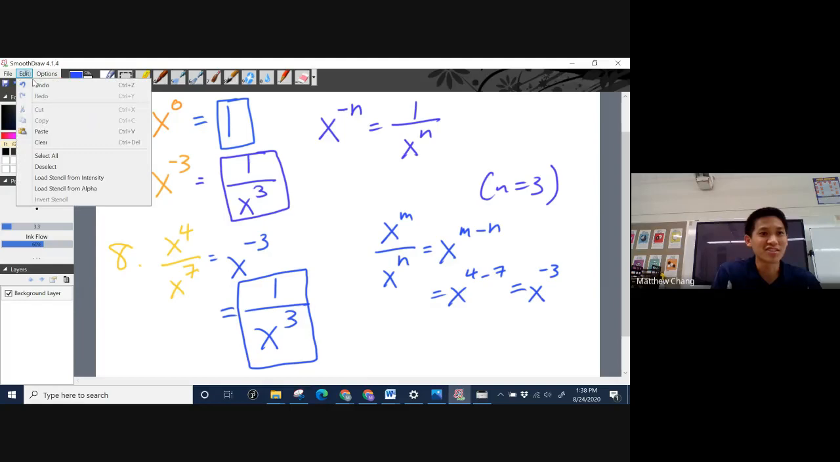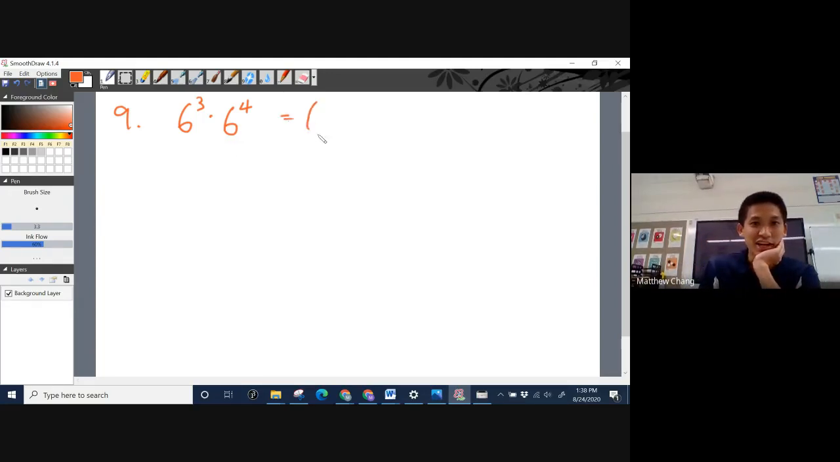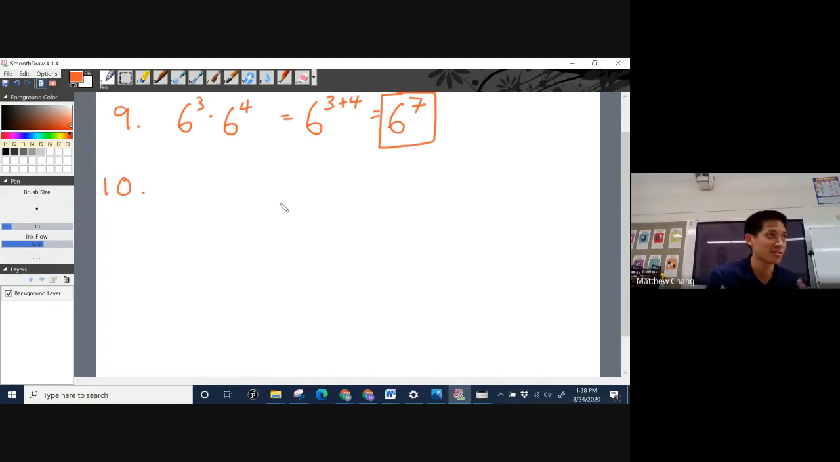Oh my goodness. All right, so let's see. Number 9. Okay, so here we go. 6 cubed times 6 to the 4th power. As you see here, the bases are the same. Since the bases are the same, you just add the exponents. So 6 raised to the 3 plus 4. That would be 6 raised to the 7th. I don't know what it is off the top of my head, but you could go ahead and do 6 times 6 times 6 times 6 times 6 times 6 times 6 if you want.